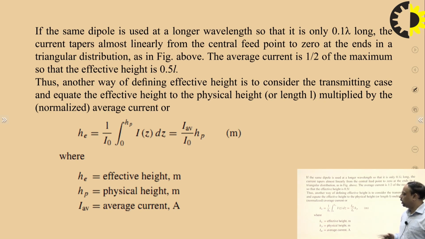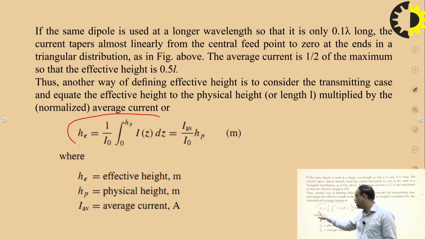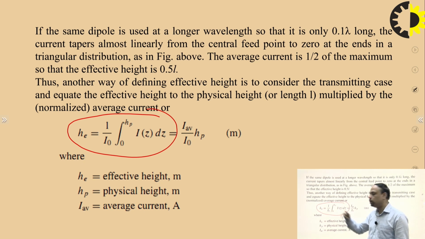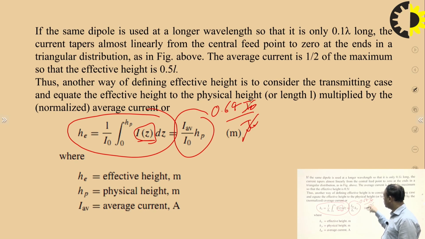Now, if we find the relationship of how the current distribution can affect it, we can calculate the effective height of the antenna by this formula: 1 upon I naught, integration from 0 to the actual height of the antenna, of Iz, that is the current distribution profile over here, into dz. So this is equal to I average upon I naught into the physical height. Then if your I average is 0.64 of I naught, divided by I naught, this I naught cancels, and we have the effective height, that is 0.64 over here.